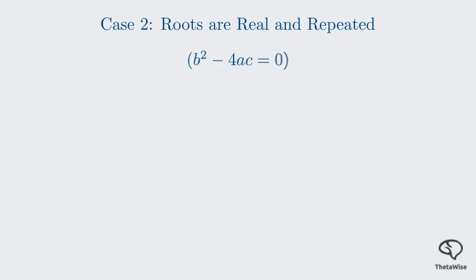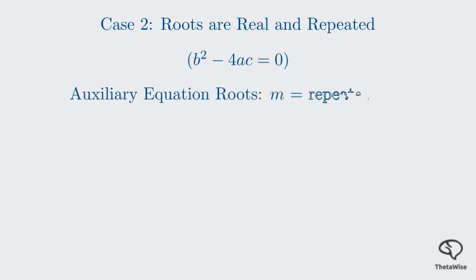The roots are real and repeated. This occurs when the discriminant, b squared minus 4ac, is exactly equal to 0. In this situation, the quadratic formula will only give us one distinct real root, but we count it as having a multiplicity of 2. Let's call this repeated root m.